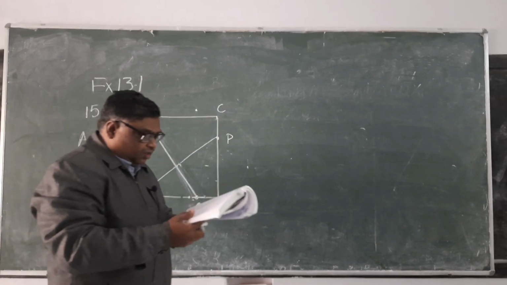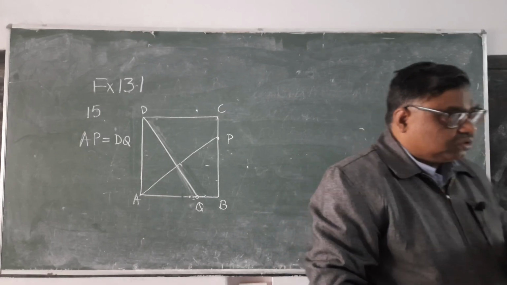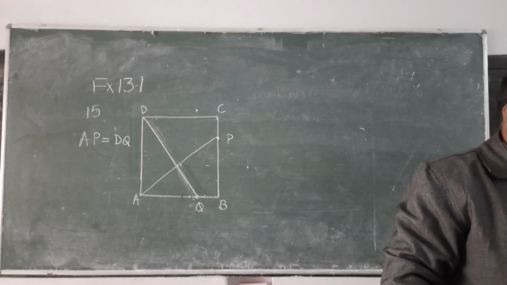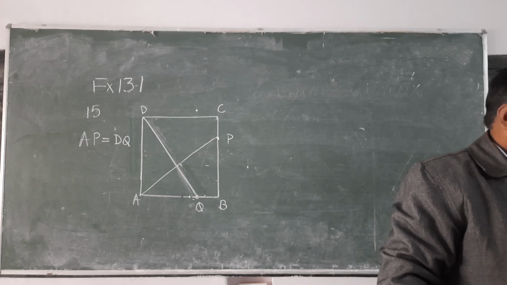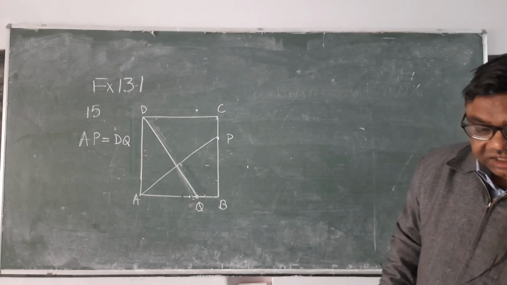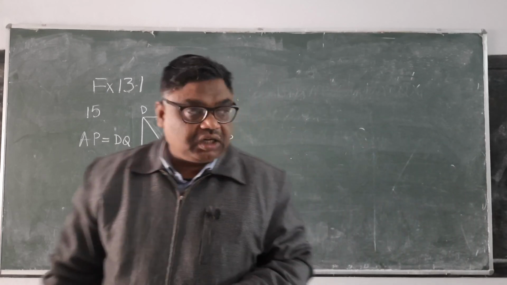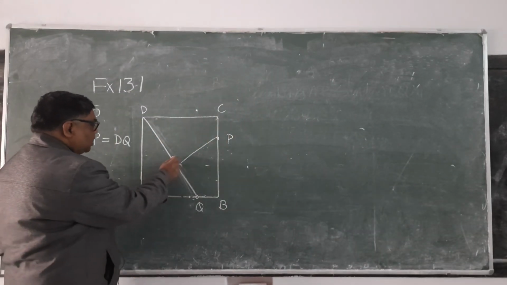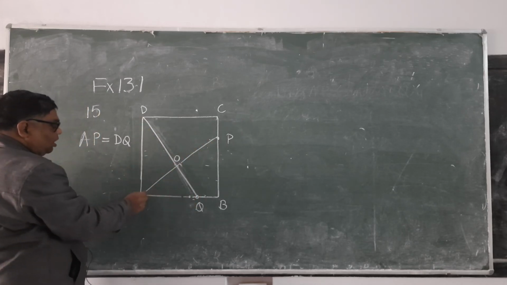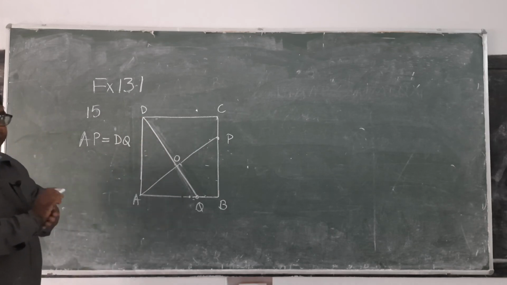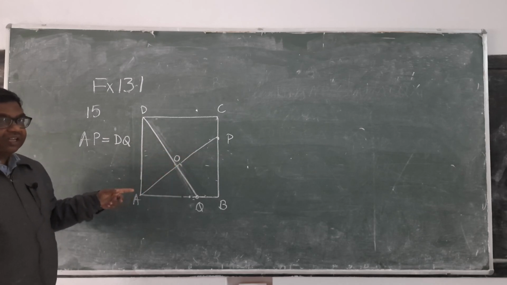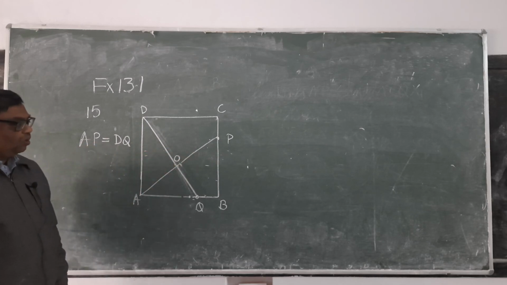It is clear? So ABCD is a square, A is joined to P on BC. P is on the line BC and D is joined to Q on AB. If AP equals DQ, prove that AP and DQ are perpendicular to each other. Perpendicular to each other means which angle you have to prove equal to 90 degrees? This angle QOP 90 degrees or angle AOD 90 degrees. Any one you can prove 90. हमको ये प्रूव करना है कि ये 90 डिग्री पर इंटरसेक्ट करते हैं. So any one angle you can prove 90 degrees.